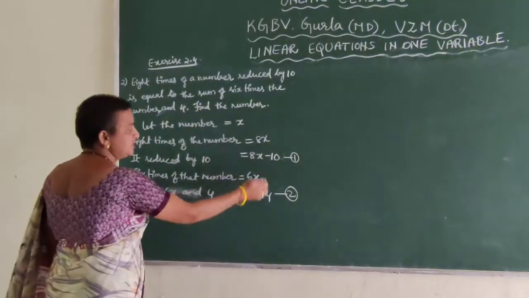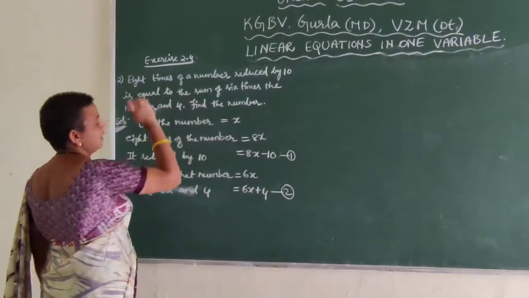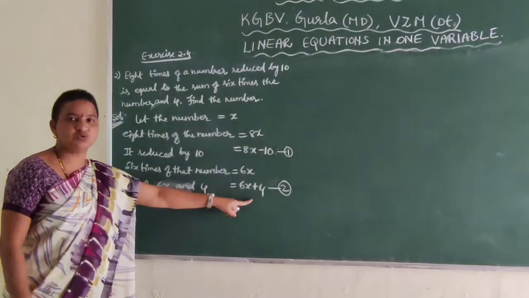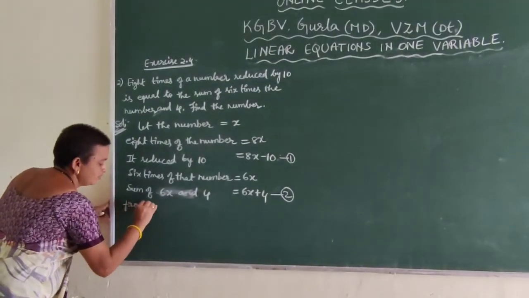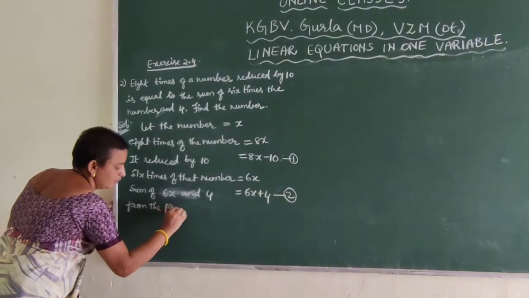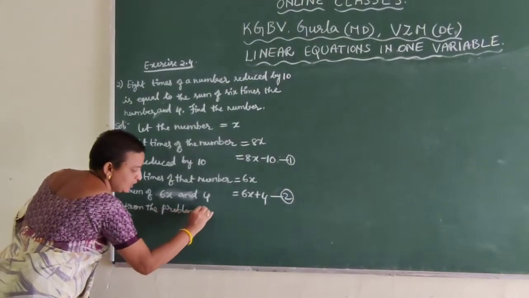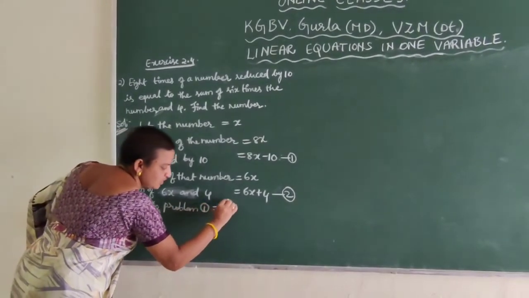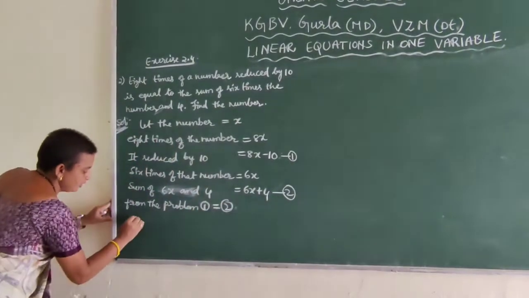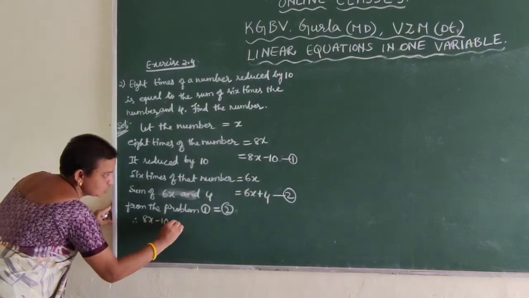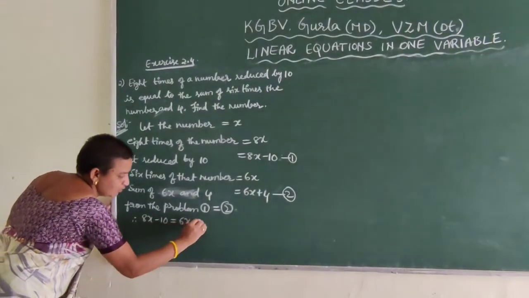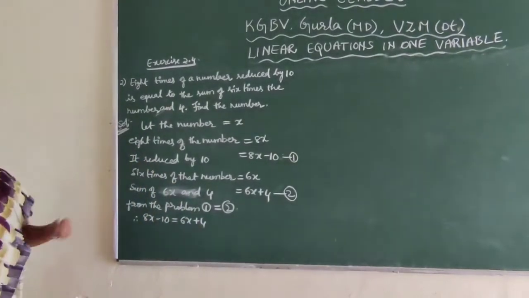From the problem, these two are equal. Equation number 1 is equals to equation number 2. Therefore, 8x minus 10 is equals to 6x plus 4. Okay, we get the equation.